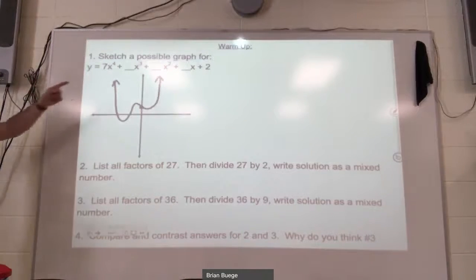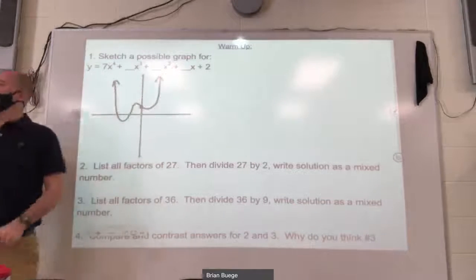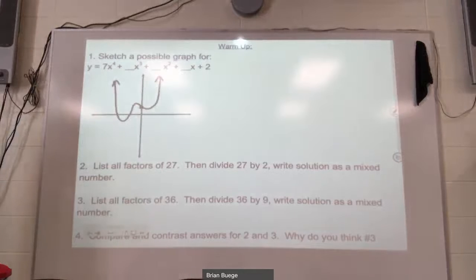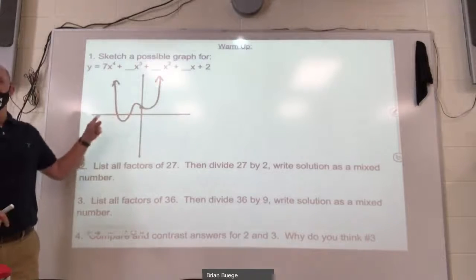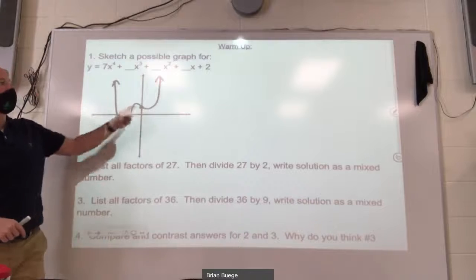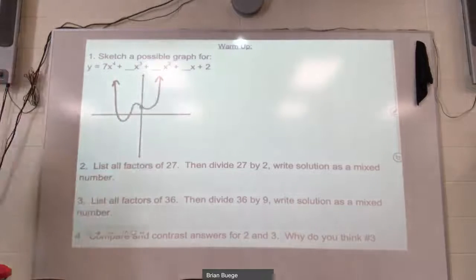The reason those blanks are there is because I did not want you to have to worry about the x-intercepts or any of that kind of stuff. So it doesn't really matter how many, or where they are. I was just looking for the general shape and the y-intercept. Okay, so there's one portion.